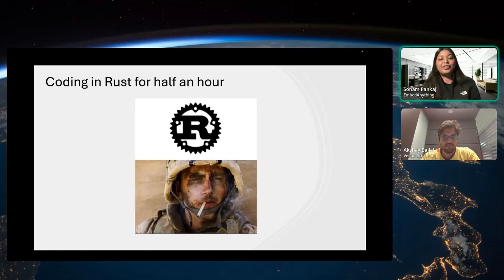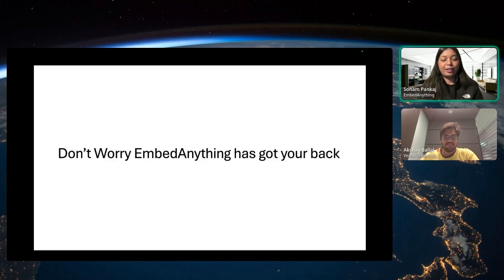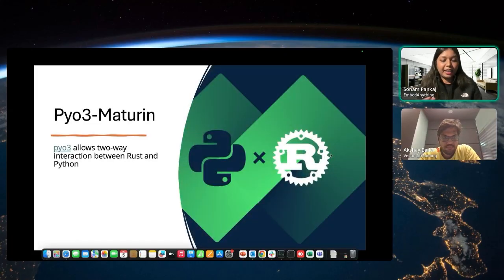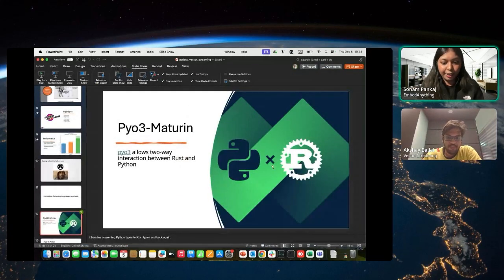So what it feels like coding in Rust for half an hour. Don't worry about it, because I get a lot of questions about whether you need to know Rust to use EmbedAnything. The answer is no. You don't need to worry about Rust at all. Most things are given in a way of just adding some parameter like buffer size, config size, which Akshay will go into in detail. So now I invite Akshay to take over the stage.